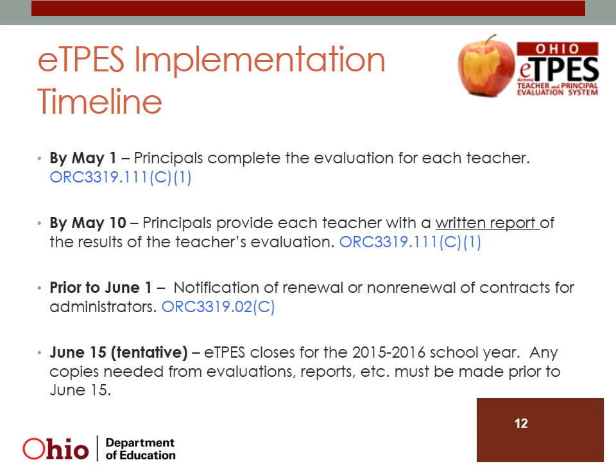By May 1, principals complete the evaluation for each teacher, whether that teacher is on a less frequent evaluation cycle or not. By May 10th, principals provide each teacher with a written report of the results of that teacher's evaluation. By June the 1st, administrators must be notified of contract renewal or non-renewal. And by the middle of June, eTPES will be closing for the 15-16 school year.